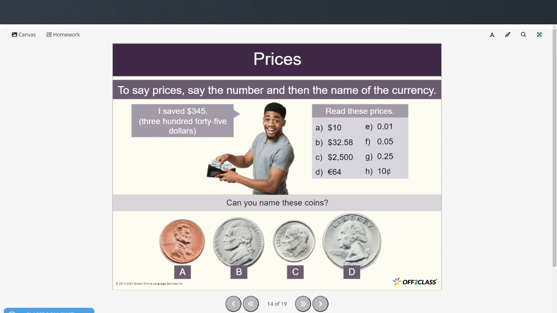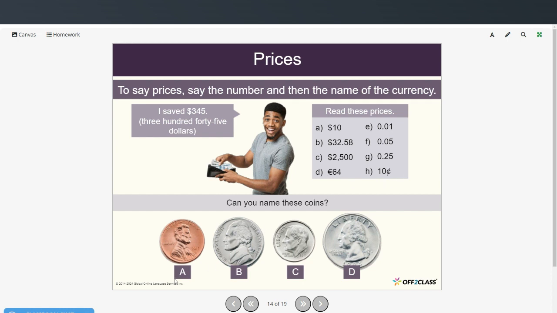All right, to say prices, you say the number and the name of the currency. So I saved $345. So we're going to read these. You can repeat them after me. $10, $32.58, $2,500, 64 euros, 1 cent, 5 cents, 25 cents, 10 cents.